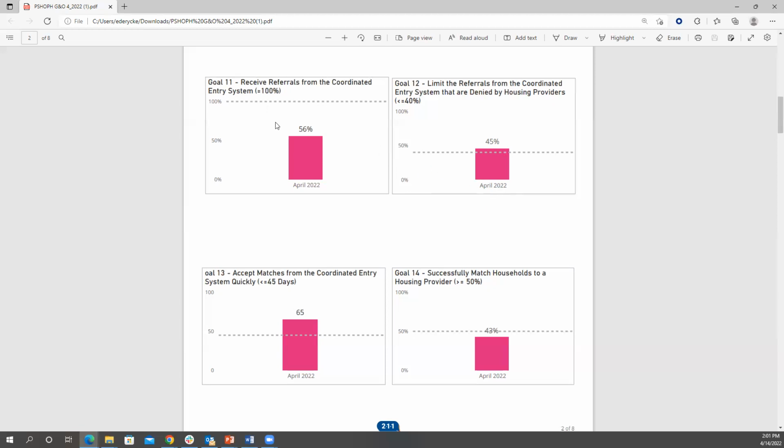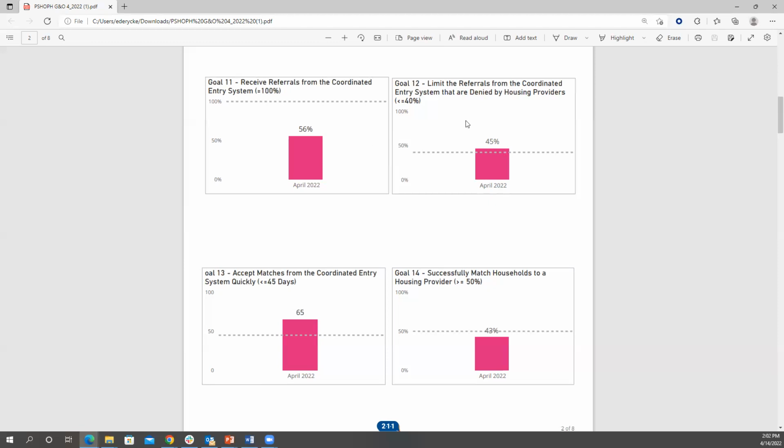Goal 11 is looking at projects that are receiving referrals from the coordinated entry system. I'll go a little bit more into detail on what that looks like in a minute also. But our threshold we set to 100% because we want all clients to be referred to permanent supportive housing projects from the coordinated entry system. This past reporting period, it was only about 56%.